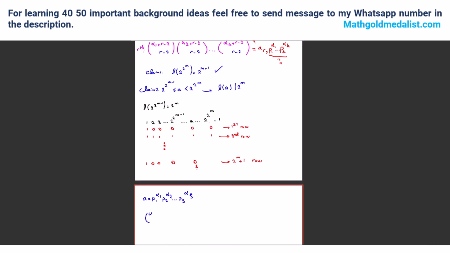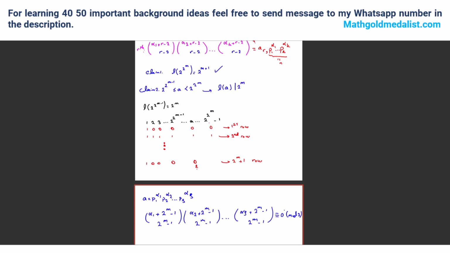Alpha 1 plus 2 raised to m minus 1, choose 2 raised to m minus 1; alpha 2 plus 2 raised to m minus 1, choose 2 raised to m minus 1, until alpha s plus 2 raised to m minus 1, choose 2 raised to m minus 1. We should prove it is what? Prove it is 0, or 0 mod 2. Yes, we should prove it is even.